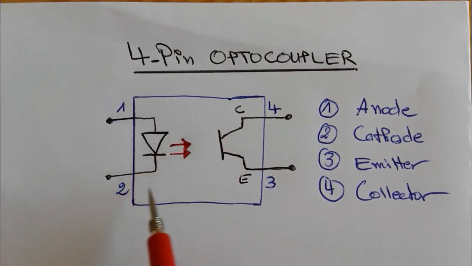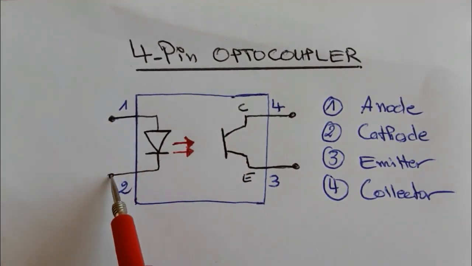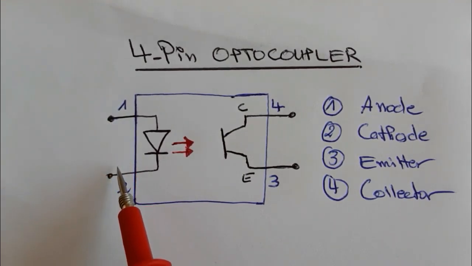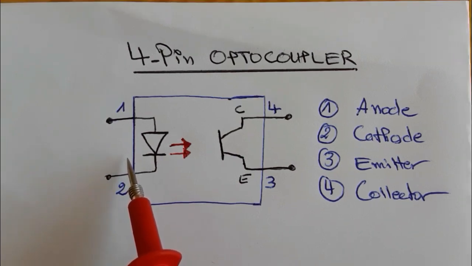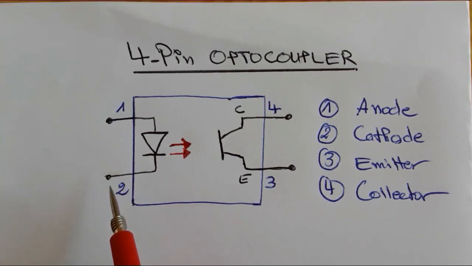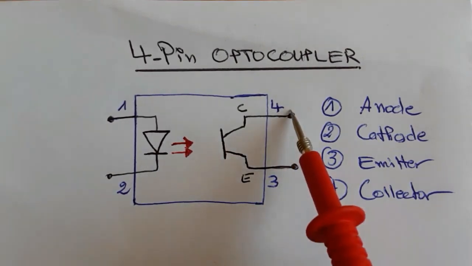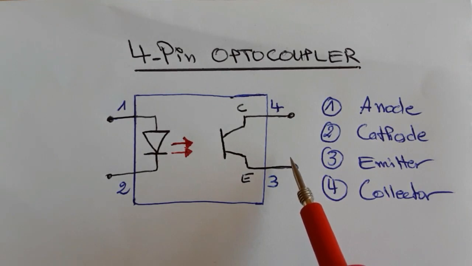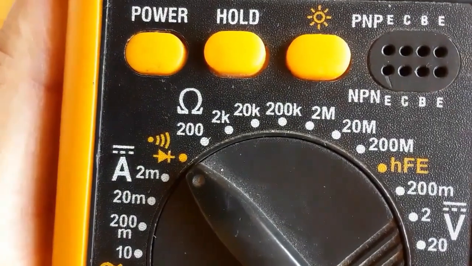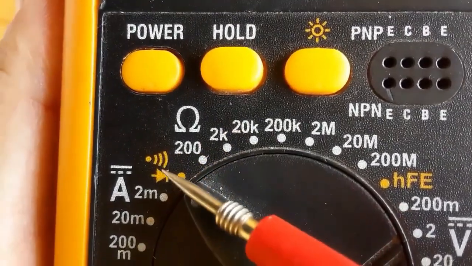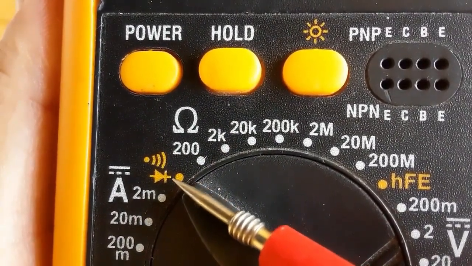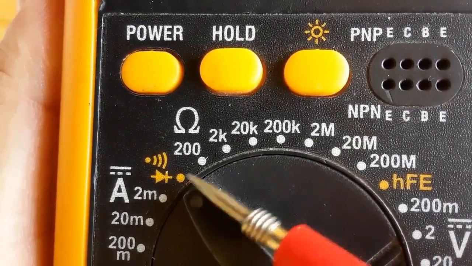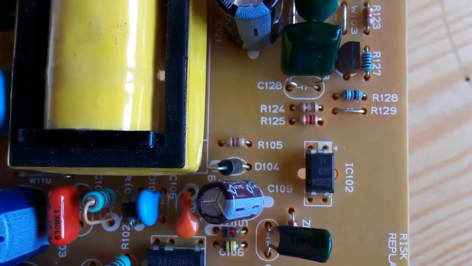So let's test the 4-pin optocoupler. Between pin number 1 and pin 2 of the optocoupler, we have a diode. So if we test between pin number 1 and pin number 2, we should get a voltage drop of about 1000, okay? And between pin number 3 and pin number 4, we should not get anything on the multimeter, because between collector and emitter, for every transistor, you will not get anything. So we're going to use the multimeter and select the diode option because we're going to test the diodes, okay? So let's test this optocoupler.